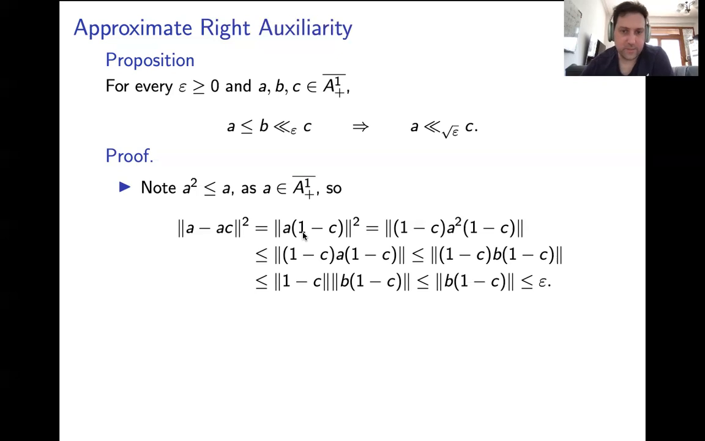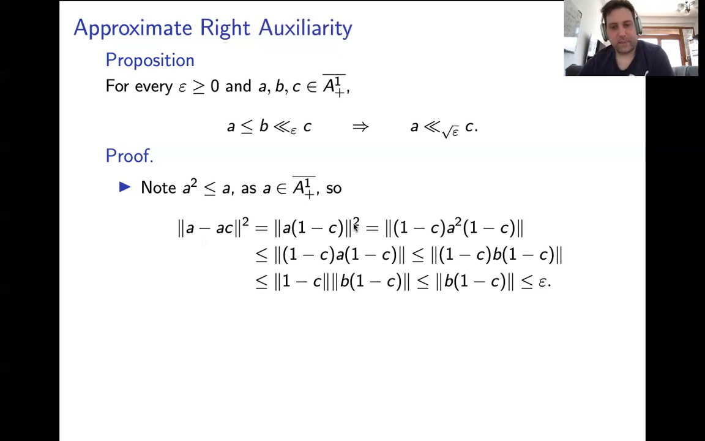So again, I guess I'm being a bit loose here because I'm not assuming my algebra is unital, right? But you can always unitize, or you can also just view this as a kind of shorthand, right? A times 1 minus C is really shorthand for A minus AC. And that doesn't require a unit. That definitely is valid within the C star algebra A.